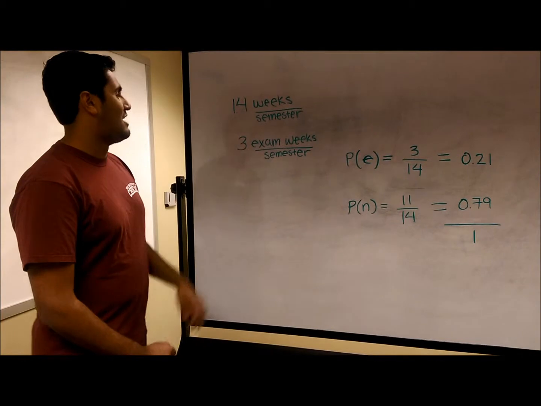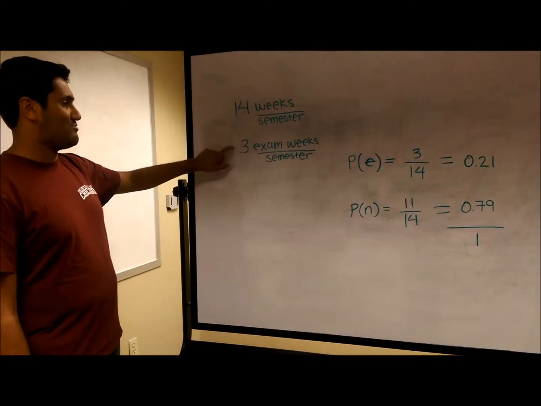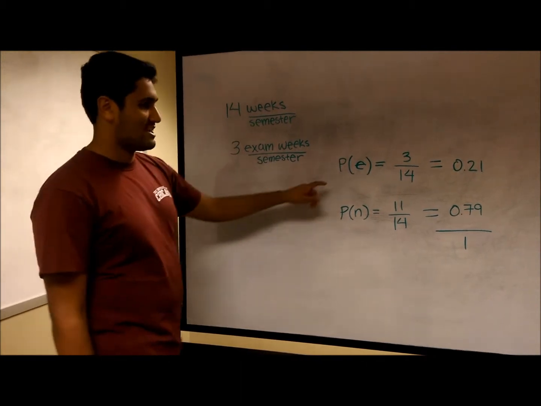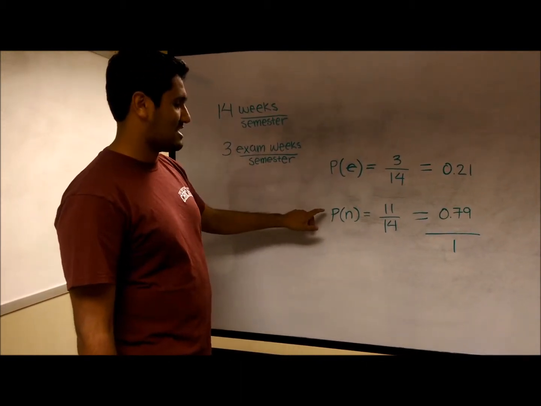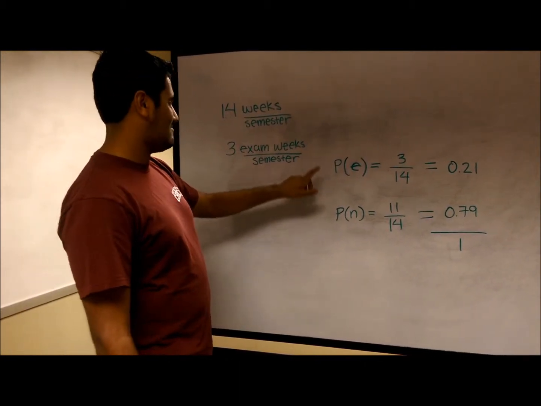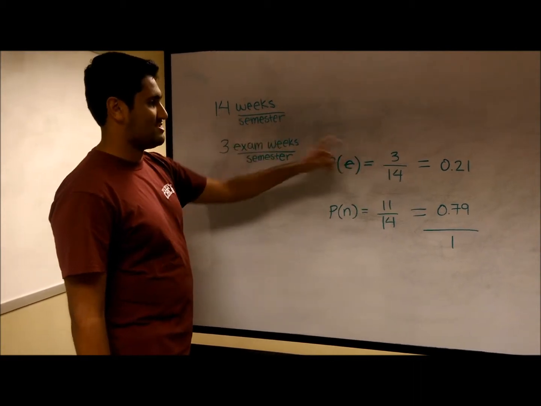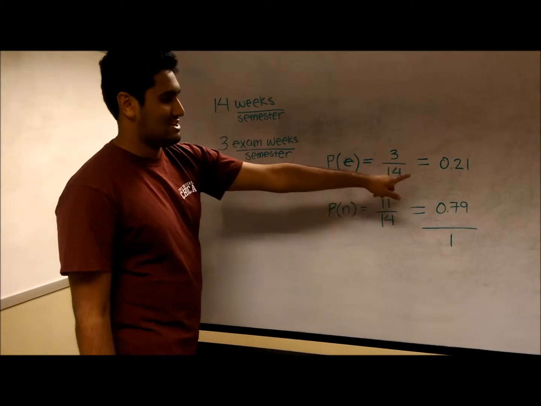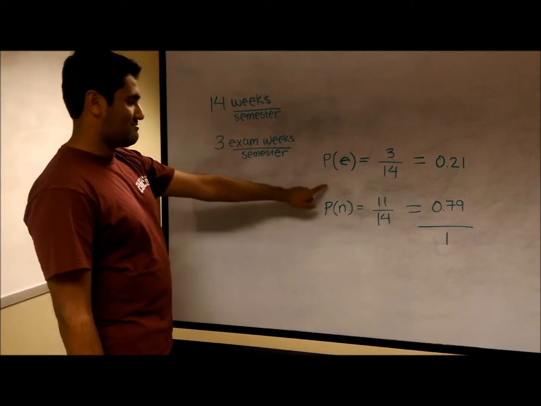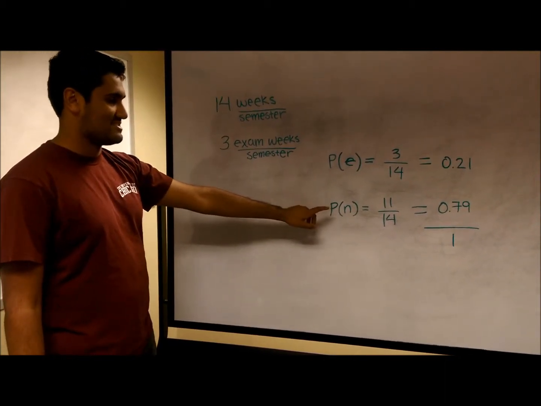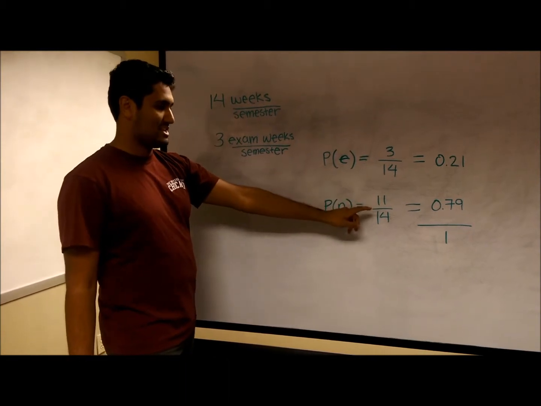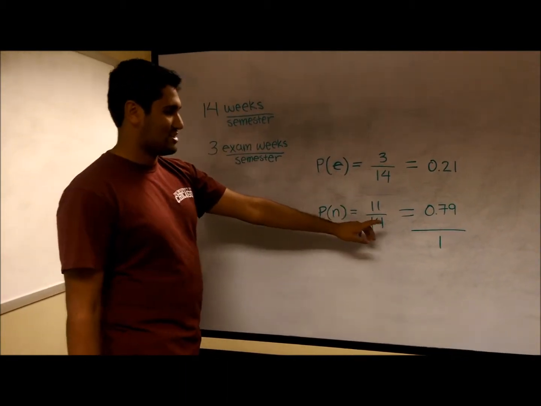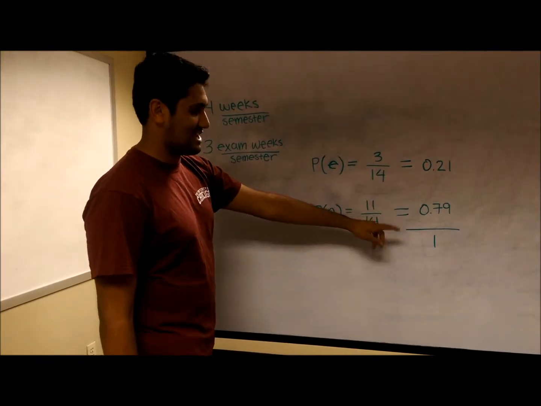If we're given how many weeks in the semester there are and how many weeks we have exams during that semester, we can calculate the probability of there being an exam and the probability that there is not an exam. So to calculate the probability of an exam, you take the number of weeks, 3, divided by the weeks in the semester, 14, and you get 0.21. And for the probability that there's not an exam, you take 11 divided by 14, and you get 0.79. If you want to double check your work, you can do 1 minus either of these, and you'll get the other.